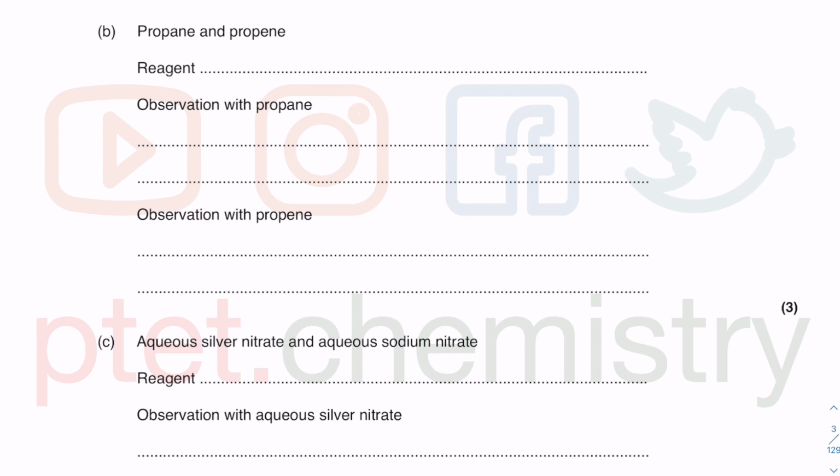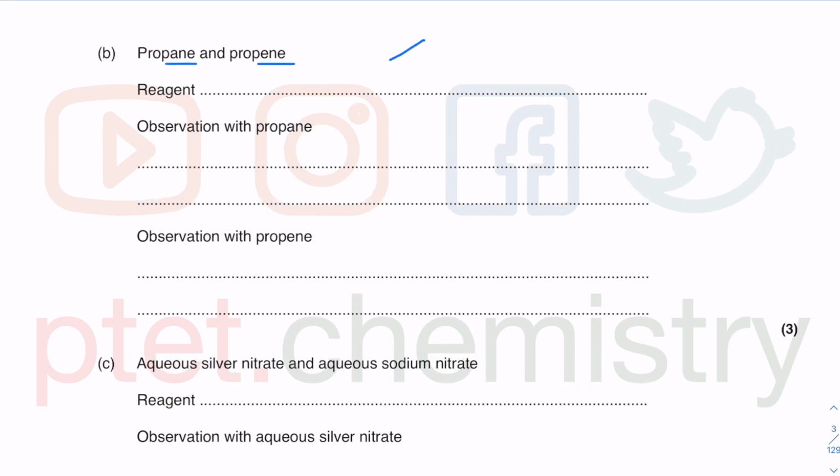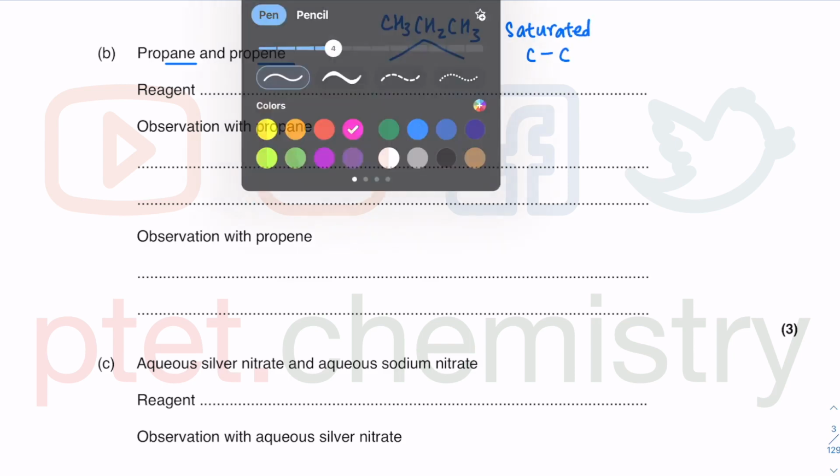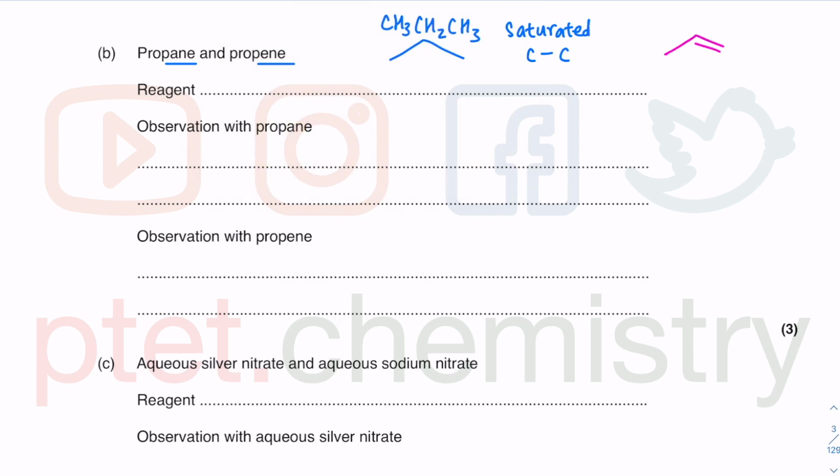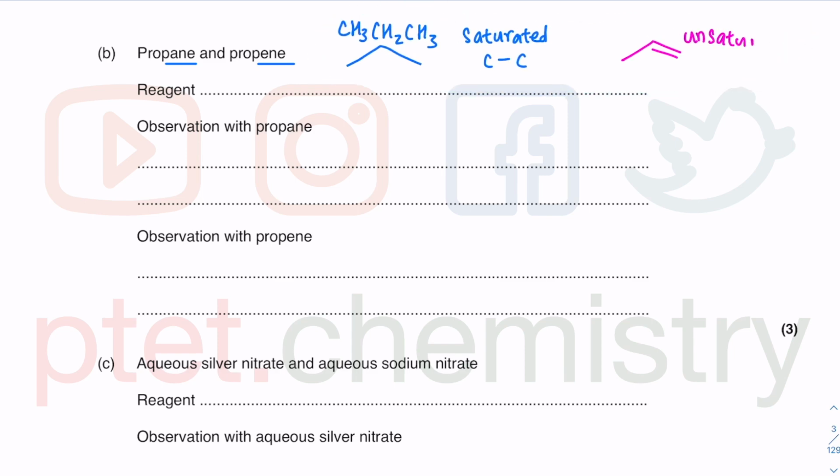As for propane and propene, we have an alkane and an alkene. So propane there, this is your CH3, CH2, CH3. This is your saturated molecule where you only contain carbon-carbon single bonds. And then we're going to compare these to an alkene, whereas alkanes were saturated, alkenes are what you call unsaturated because you have a carbon-carbon double bond.